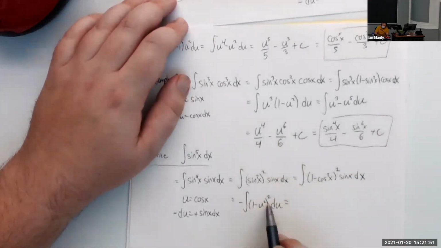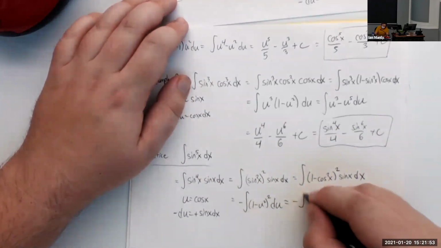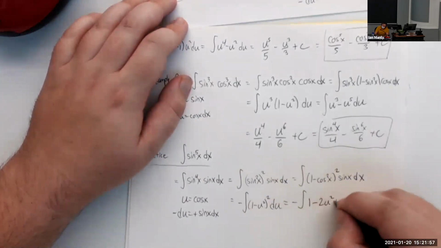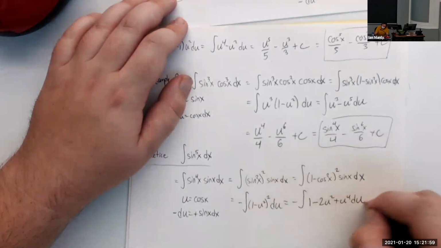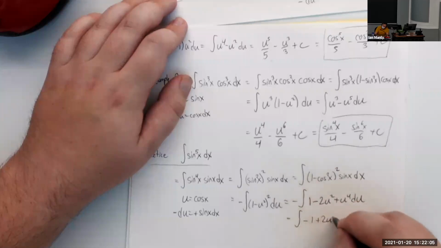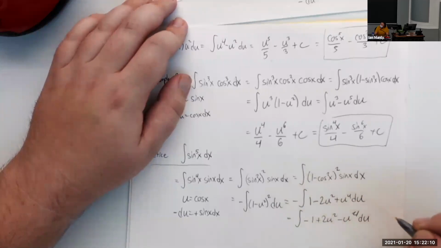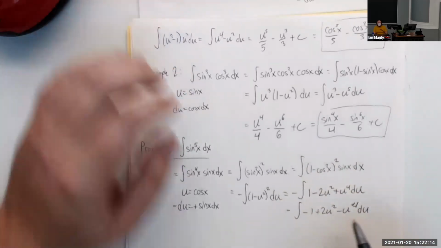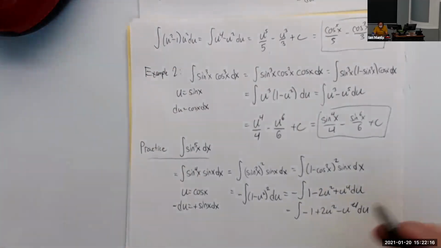All right, so I'm going to FOIL this part out. So I have 1 minus 2u squared plus u to the fourth. And then I'm going to apply the negative. So I'm going to have minus 1 plus 2u squared minus u to the fourth right here. All right, and then now I just have a basic polynomial. Now I can just use the power rule.